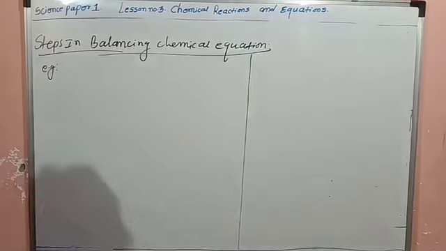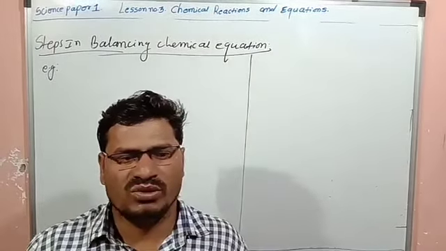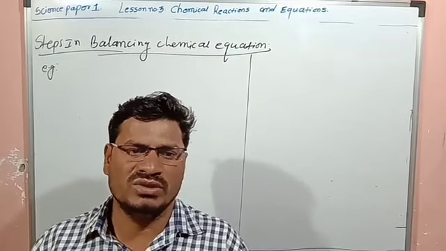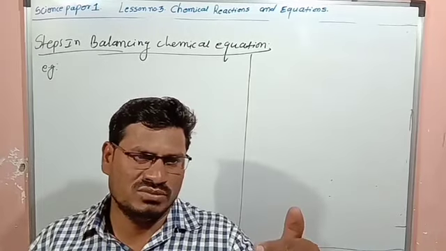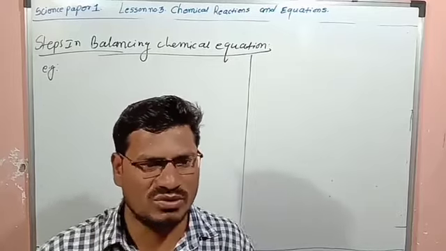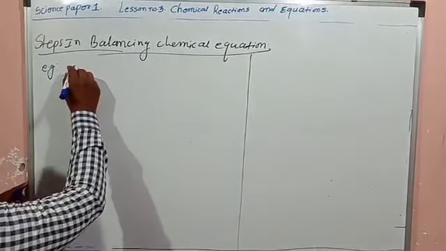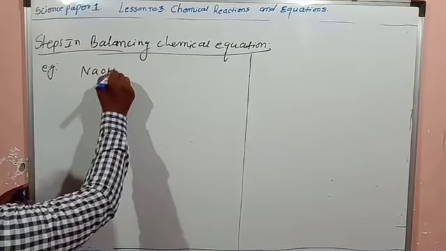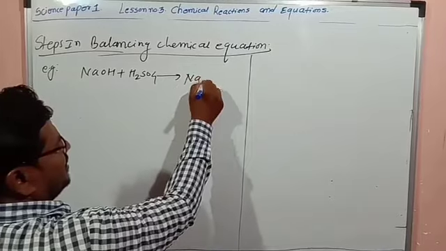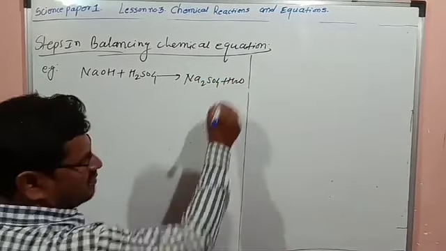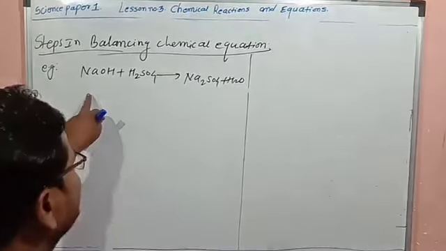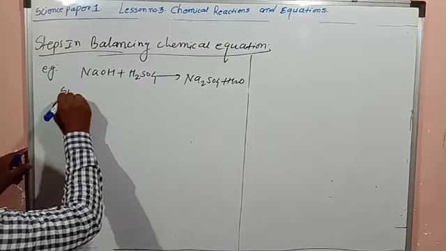In that example, the word equation we are going to take is sodium hydroxide plus sulfuric acid, and it gives sodium sulfate and a H2O molecule. So the example is NaOH plus H2SO4. It gives Na2SO4 plus H2O.